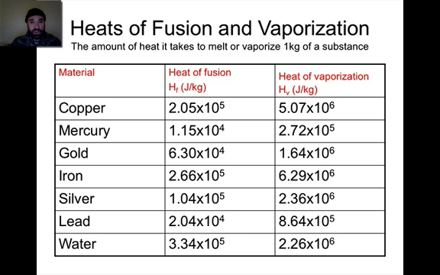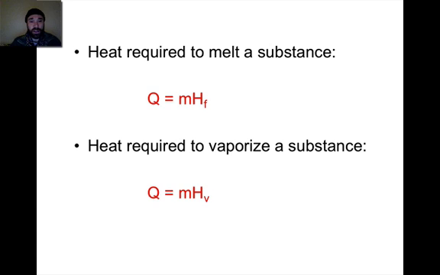So I have a very short list: copper, mercury, gold, iron, silver, lead, and water. You will notice that some of them are much higher than others. For instance, water itself has a much higher heat of fusion, as well as a pretty darn high heat of vaporization. Not the highest, but pretty high overall. So feel free to take a look at this. You'll need that information a little bit later.